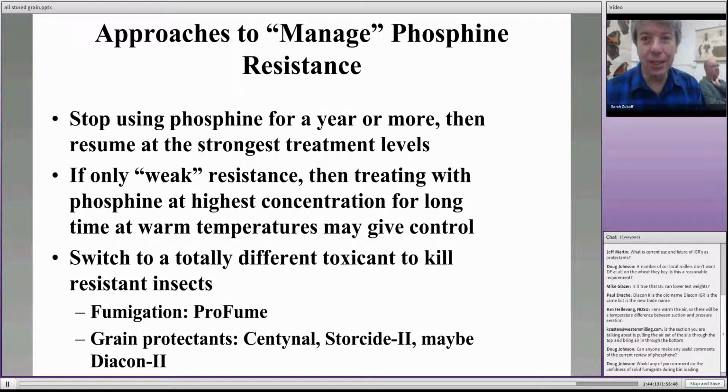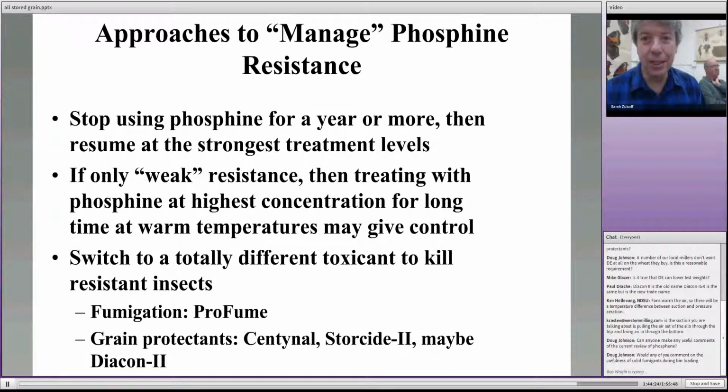We also have grain protectants, okay? So, you know, Frank talked about using a grain protectant to protect your grain as a preventive thing. Well, I have heard stories of people finding strong resistance, and they're using these grain protectants after they find infestations, but they know they can't get control with phosphine. So they're turning the bins, moving it from one bin to another, treating with one of these chemicals and putting them in another bin. And they're getting good results.